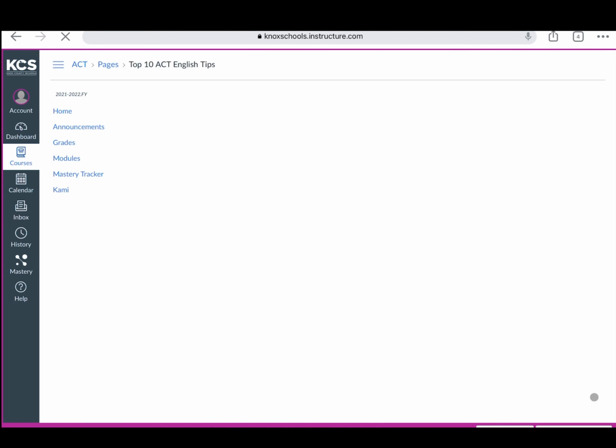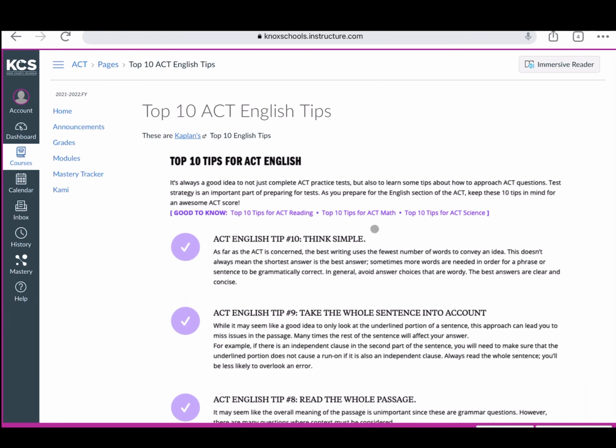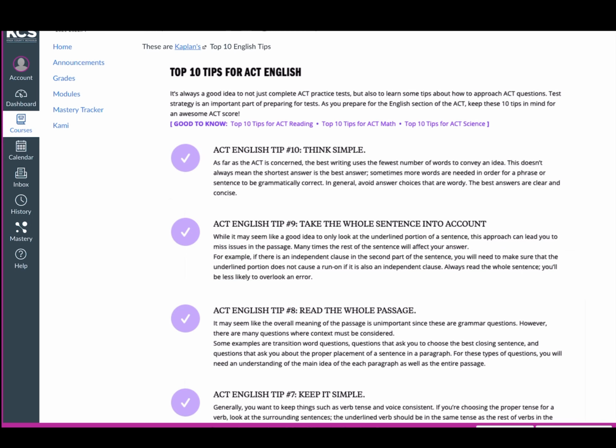How do you choose the best answer? Well, here's some tips from Kaplan, and we're going to quickly go through some of these. Overall, the best thing that you can do is just think simple. Keep everything simple. ACT loves to be concise and clear, so don't go for a long, flowery explanation of something. We're looking for clear and to the point. Now, that being said, make sure you use context, which really comes into tip number 8 and 9 here. So using context meaning looking at the full sentence, or maybe if you're able to, look at the whole passage.